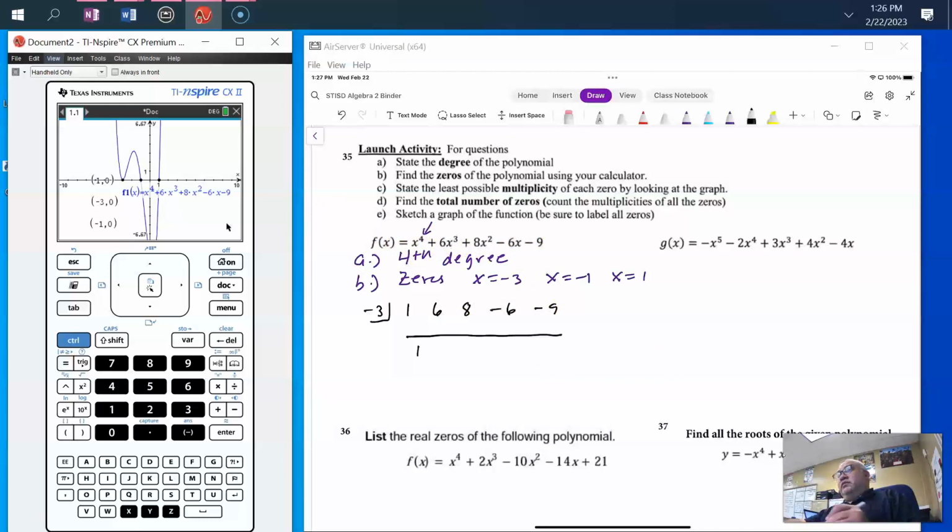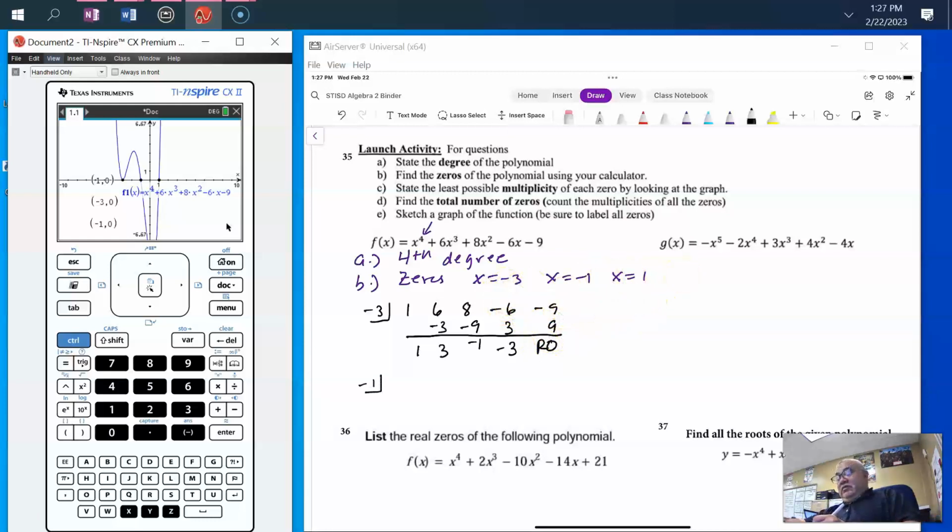Bring down the 1. Times -3, that's -3, and 6 plus -3 is 3. 3 times -3 is -9, so that's -1. -3 times -1 is 3, so -6 plus 3 is -3. -3 times -3 is 9. That's it. We knew that, because that's one of the characteristics of a 0 or a root: the remainder is going to be 0. So what I'm going to do now is repeat it with -1.